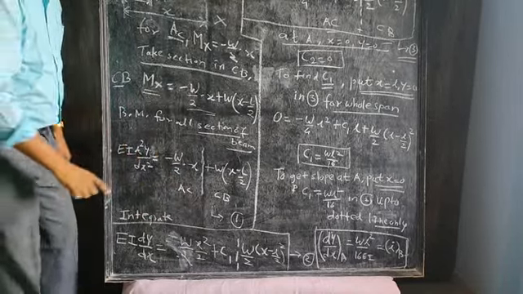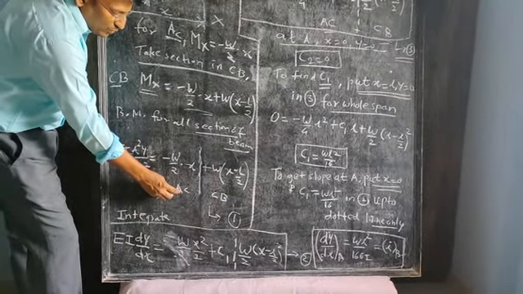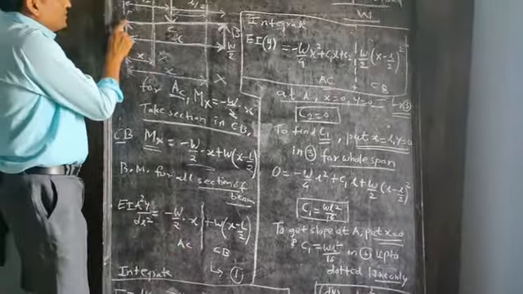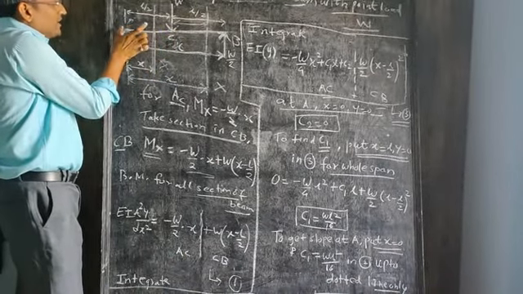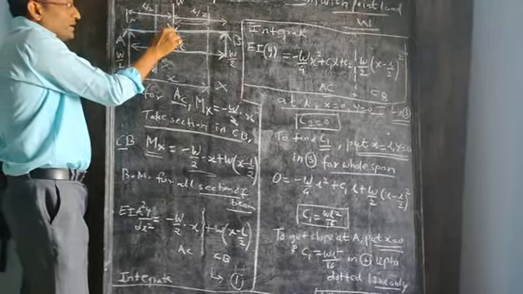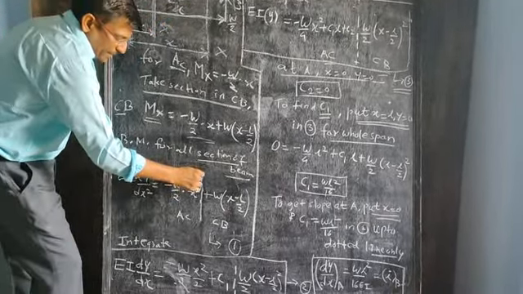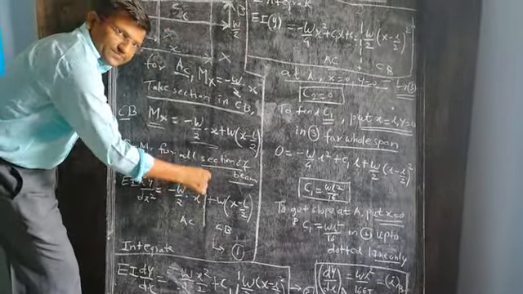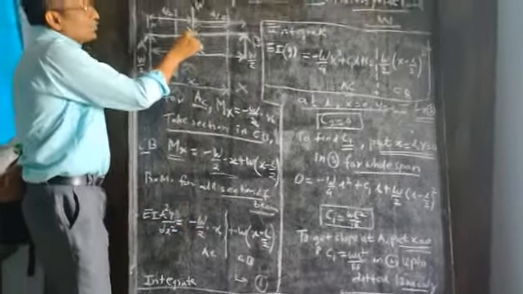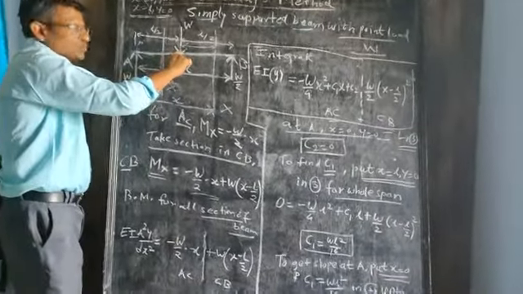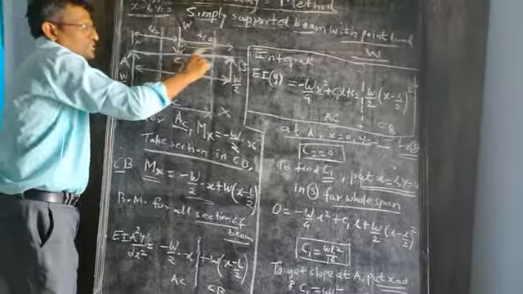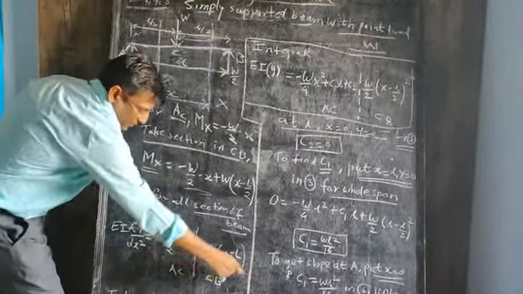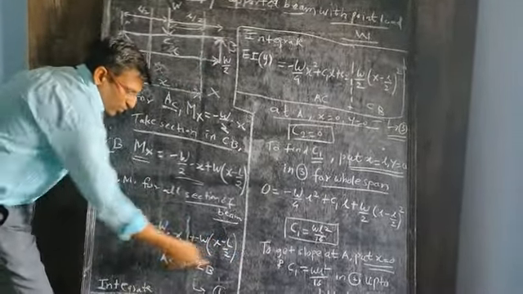What does it mean? If we have to find the value up to AC, means from A to C, it means from x is equal to 0 to L by 2, the equation will be applicable only up to the dotted line. Got it? If you have to find beyond C, so from L by 2 to L for CB, then you have to put the value in the whole expression.